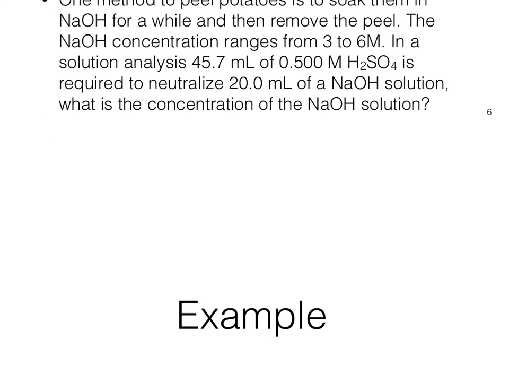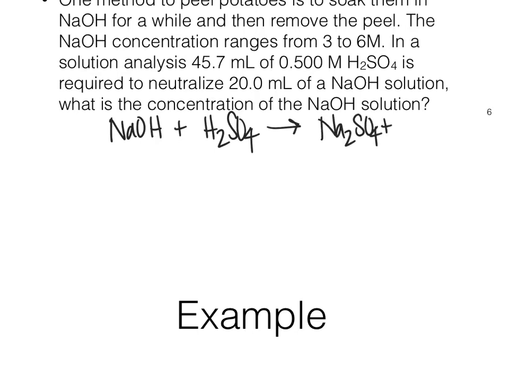We need a balanced chemical equation first. Sodium hydroxide plus H2SO4 gives us Na2SO4 plus H2O. So this is unbalanced because there are 2 sodiums here. At this point on the left, there are 4 hydrogens and only 2 on the right. So we will add a 2 here as well.